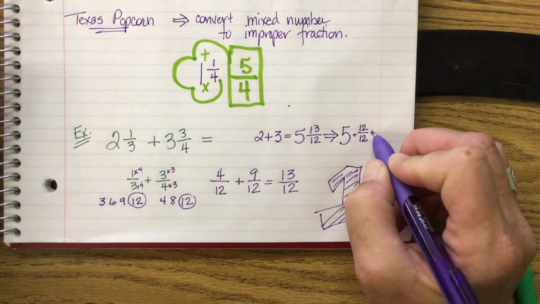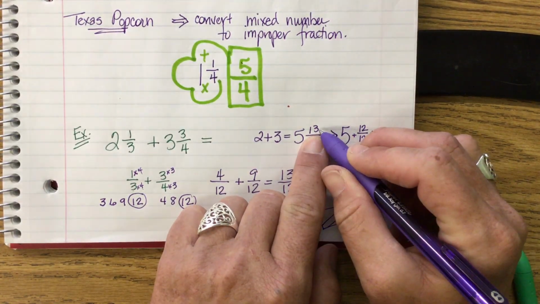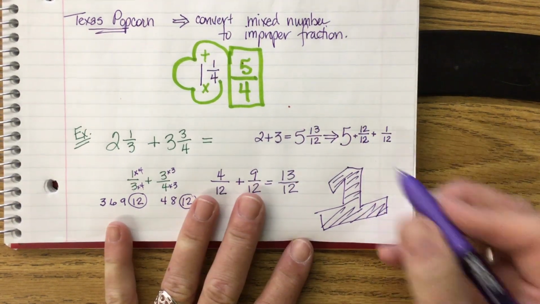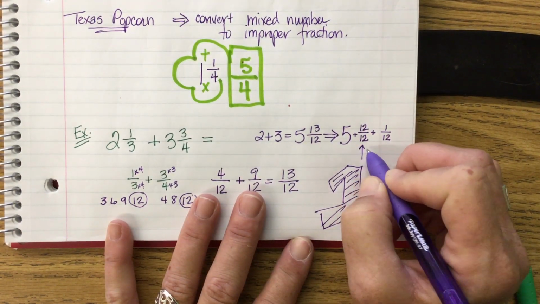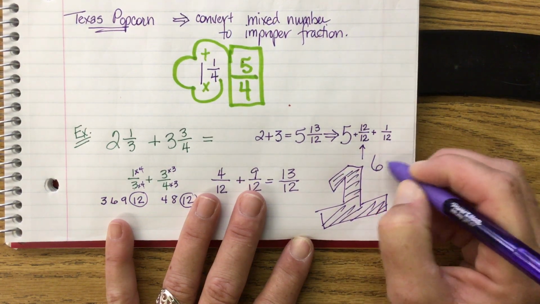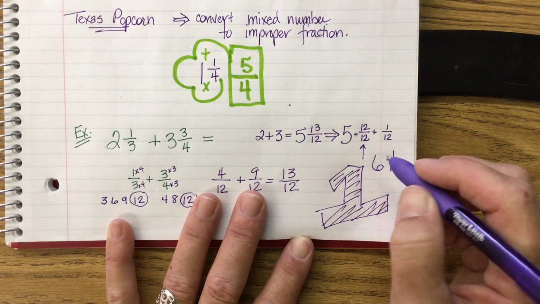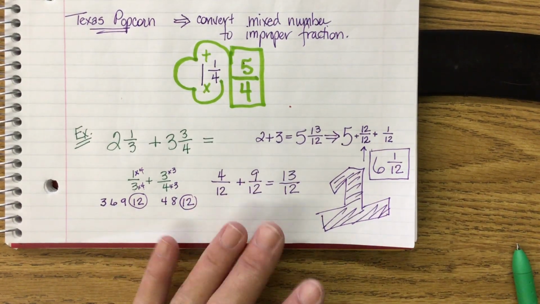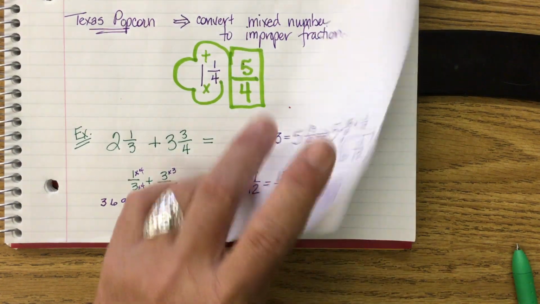Now if I subtract, what is left over? 13 minus the 12 is 1/12. What do I get? So this is my 1. So 5 plus 1 is 6, and 1/12 is your answer. Okay, there you go. Let's look at one with subtracting.